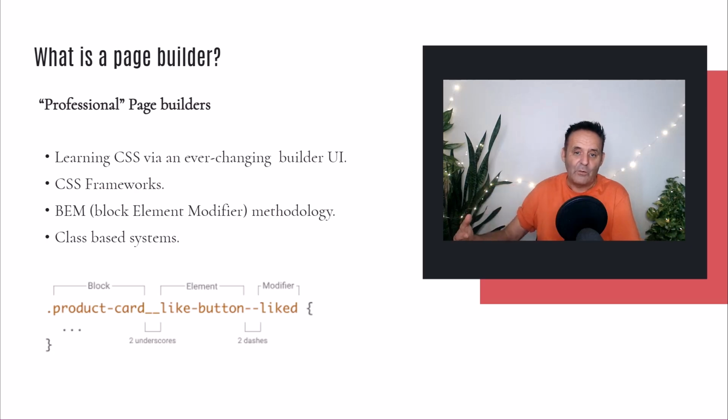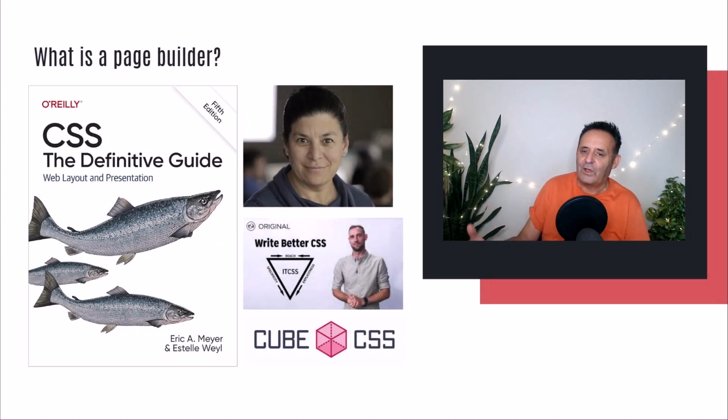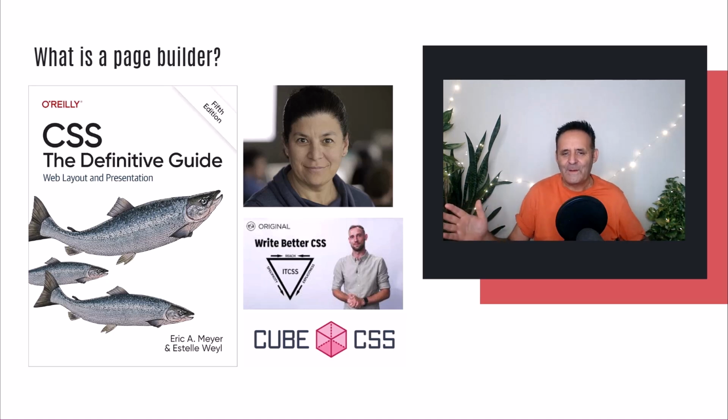Estelle Weyl, who wrote CSS: The Definitive Guide to Web Layout and Presentation with Eric Meyer, a huge great book, likes to write with no or as few class selectors as possible. You just use the already named HTML elements. And if you want to take that further, you can use nth-child and not have any classes at all.